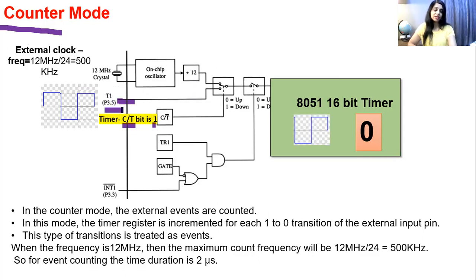As soon as the timer receives the first clock, it will increment by 1, then the second, it will increment by 1, and then the third, and the fourth, and so on. So it will keep counting. So this is the exact difference between timer and counter. That is the source of the clock generated.